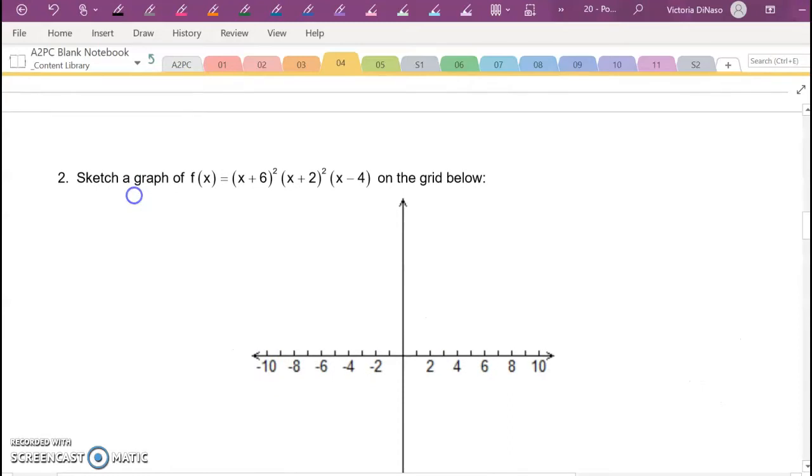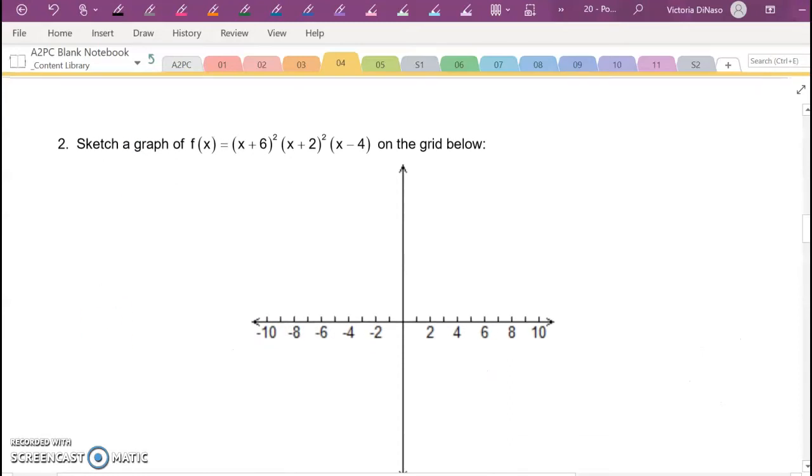Let's try another problem. So in number 2, we have x plus 6 squared. They already factored this for us. So we have x equals -6. Now, because of the fact that it's squared right here, that would be an example of a double zero. So I'm going to go ahead and plot -6. And above -6, I'm going to put a D to represent that it's a double zero.